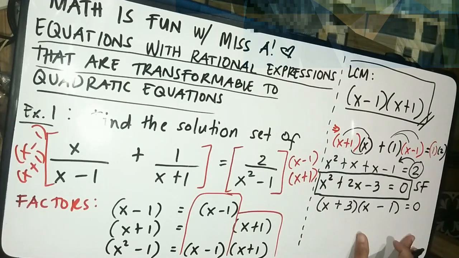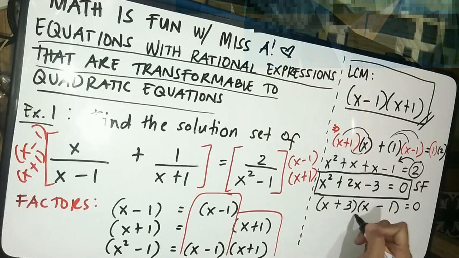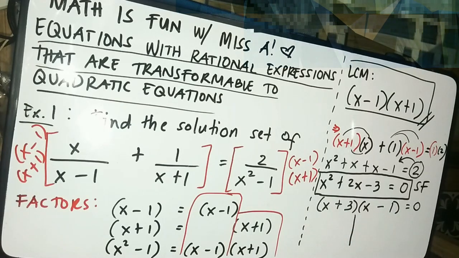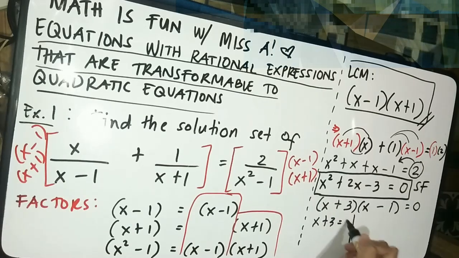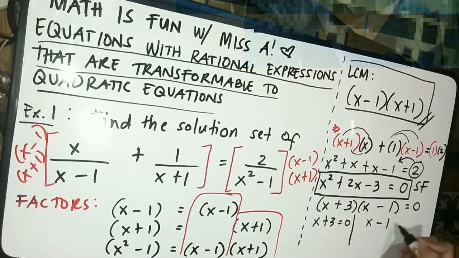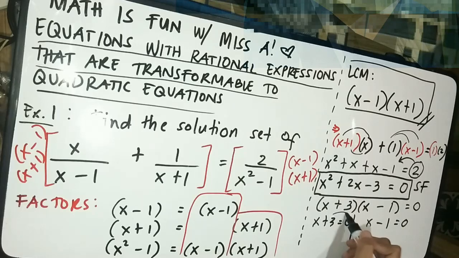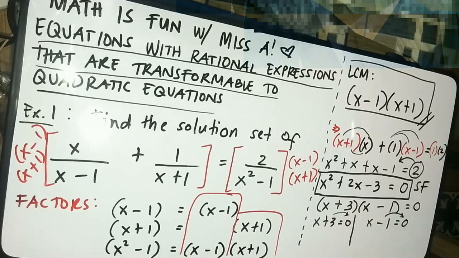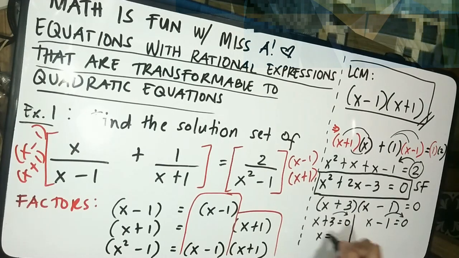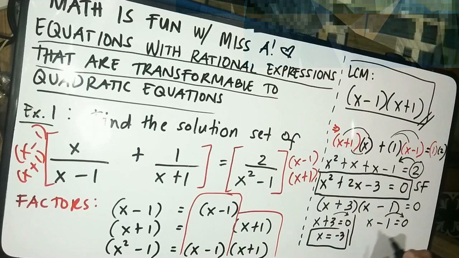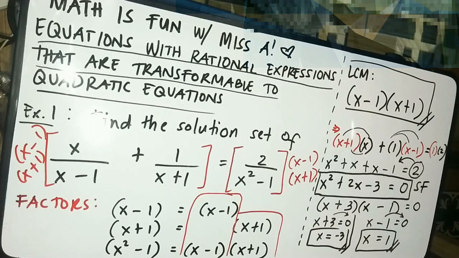By using the 0 factor property, we can equate these two factors to 0 and hence be able to get the values of x. So you have x plus 3 equal to 0 and then the other one is x minus 1 equal to 0. Lipat lang natin sa kabila by using the subtraction property of equality and the addition property of equality respectively. It will give us x equal to negative 3 and x equal to positive 1. So these are the values of x.